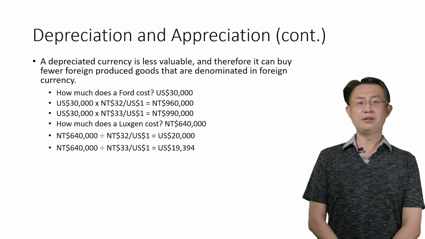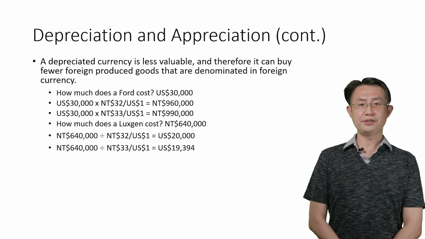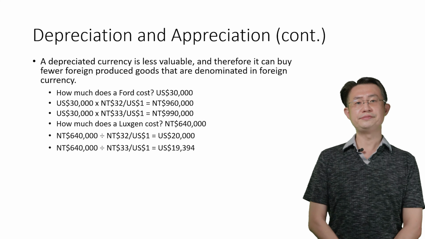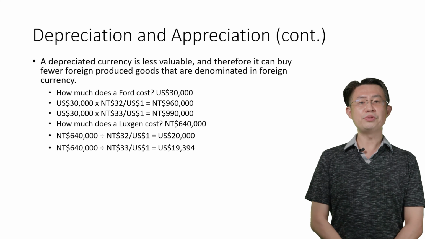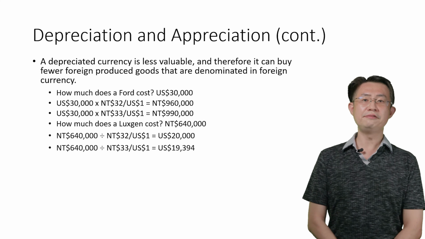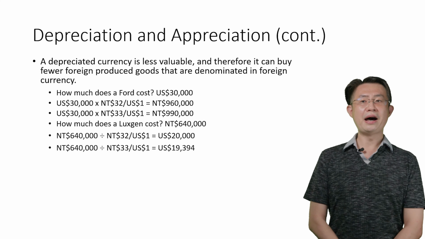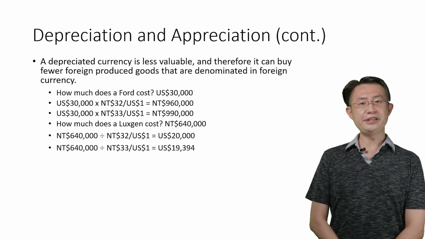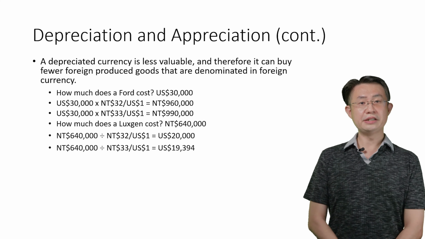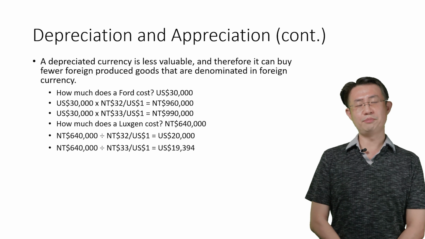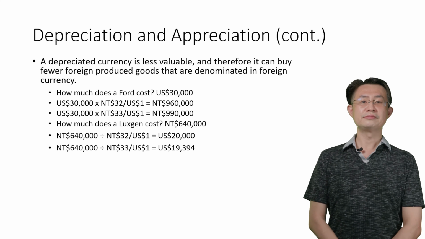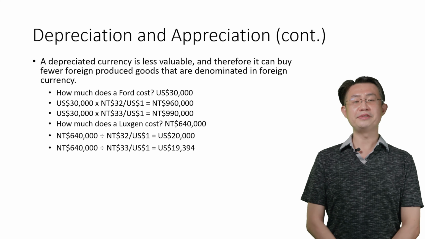For example, here I give an example to illustrate my point. In this example we assume the domestic currency faces depreciation. As I mentioned before, a depreciated currency is less valuable and therefore can buy fewer foreign goods that are denominated in foreign currency. What happens to the price of exports and the price of imports? Let me use an example to illustrate my point. Let's recall the previous example. I mentioned the SUV cases, right?